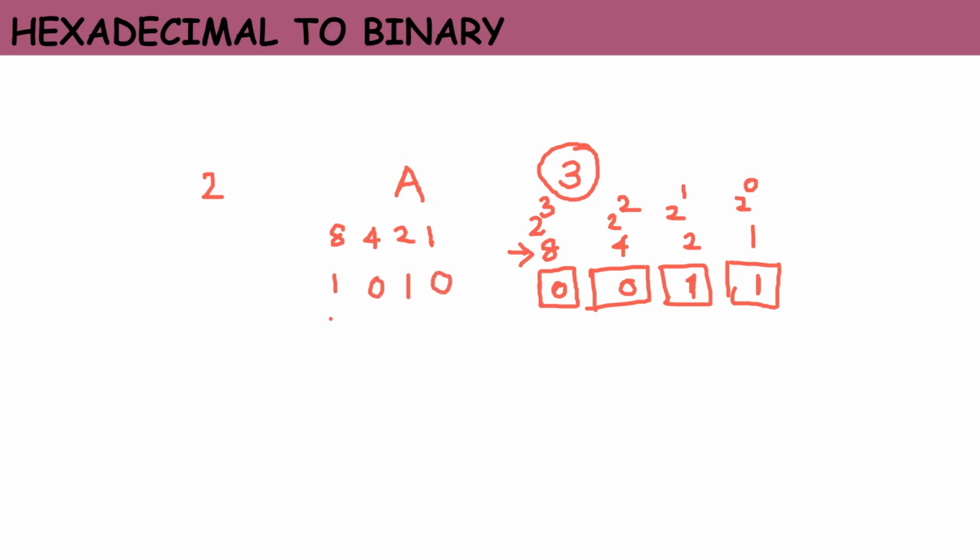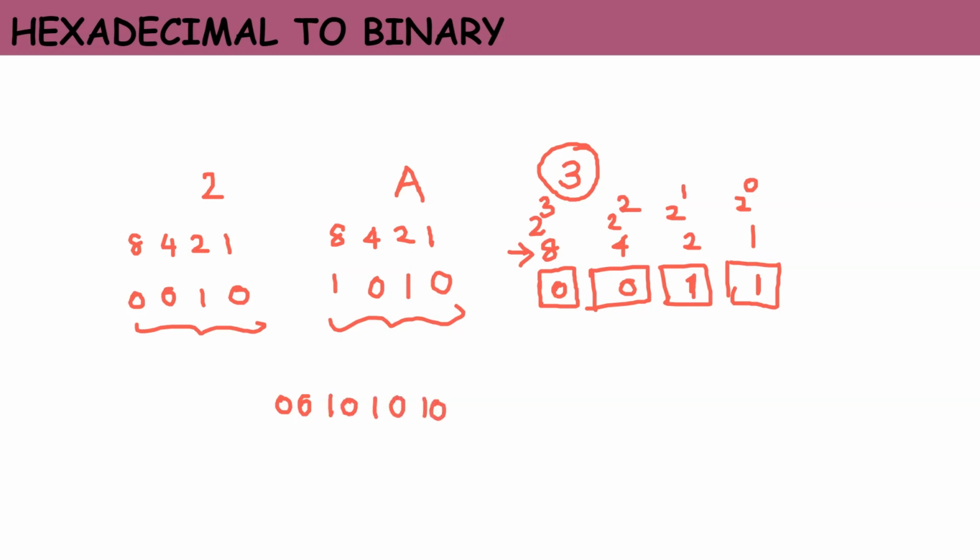Then we have the hexadecimal digit 2. Write the positional values 8, 4, 2, 1. Since it is 2, at the bit position 2 it will be highlighted as 1. The other values will be 0. 0, 0, 1, 0. So this is the equivalent binary value. Now write it together: 0, 0, 1, 0, 1, 0, 1, 0, 0, 0, 1, 1 to the base 2. So this is how we convert hexadecimal to binary.